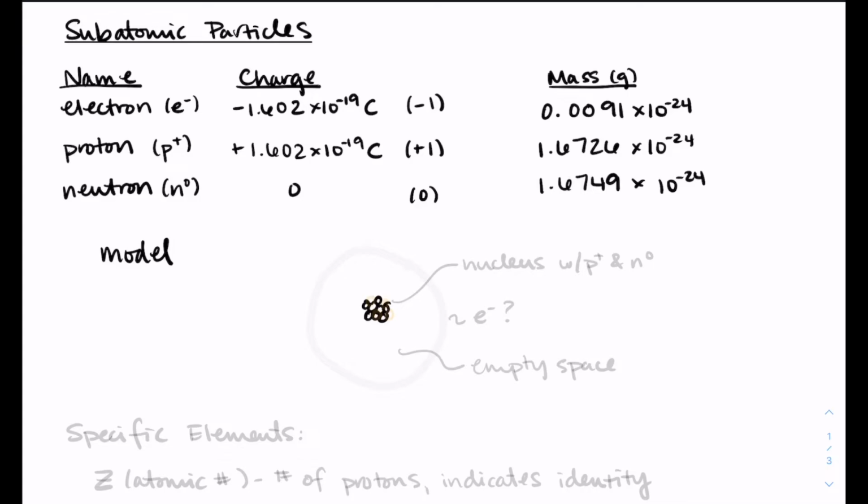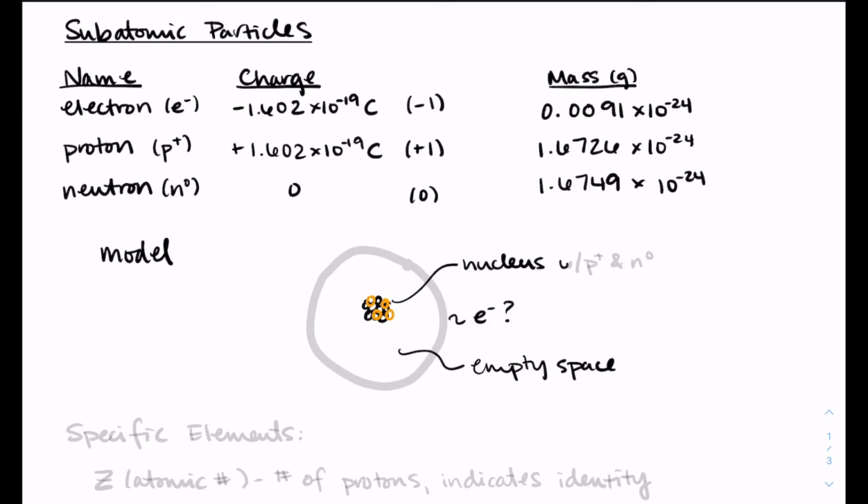So the model that we are at for an atom, based on the buildup of those experiments and where we ended with Rutherford, is that we have a nucleus that is made up of protons and neutrons. So I've got these drawn in slightly different colors. So there are little discrete particles with positive charge called protons, little discrete particles with no charge called neutrons, all in this like tiny core that we call a nucleus.